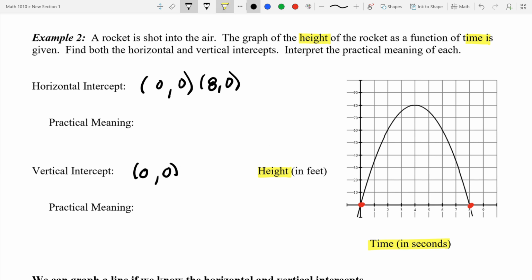I'm going to give you 1 minute to write a sentence about what (0, 0) means. I'm going to give you a hint. I want you to talk about the word height, and I want you to talk about the word time. Go ahead. I'm going to call on someone randomly, so you have to be ready, because it might be you.